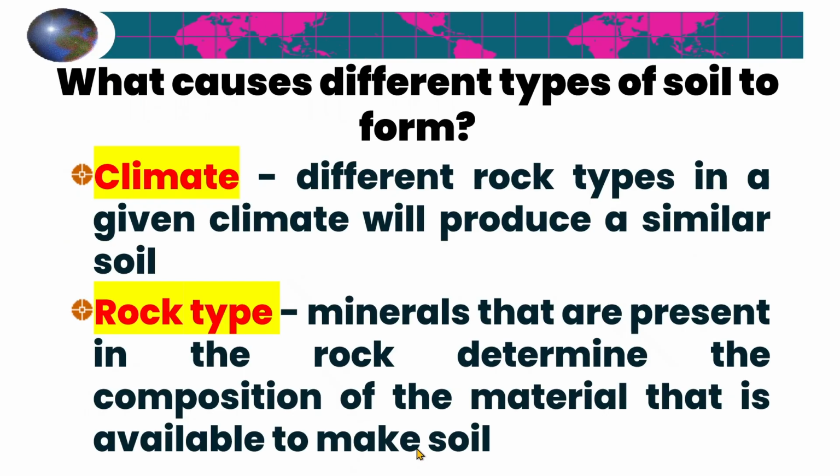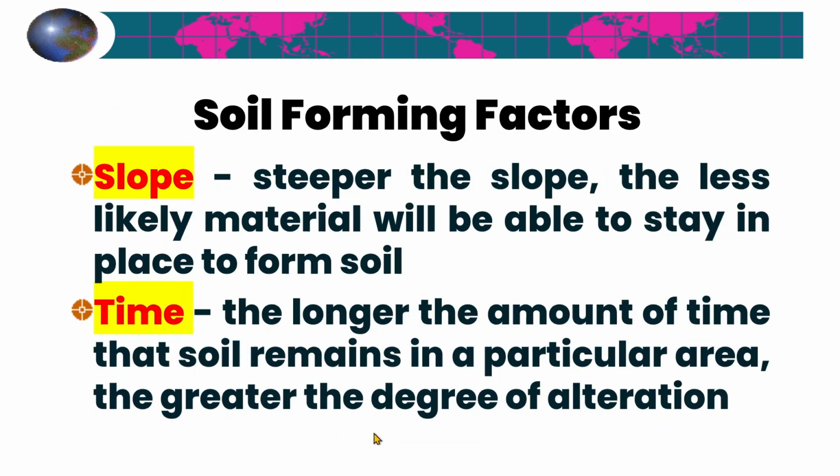What causes different types of soil to form? There are many different reasons. The first one is climate. Different rock types in a given climate will produce a similar soil. The next one is rock types. Minerals that are present in the rock determine the composition of the material that is available to make soil. The next one is the slope. The steeper the slope, the less likely material will be able to stay in place to form soil.